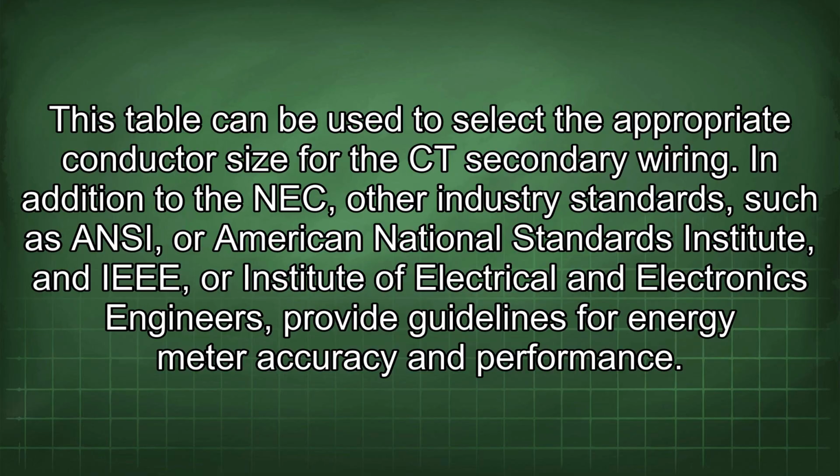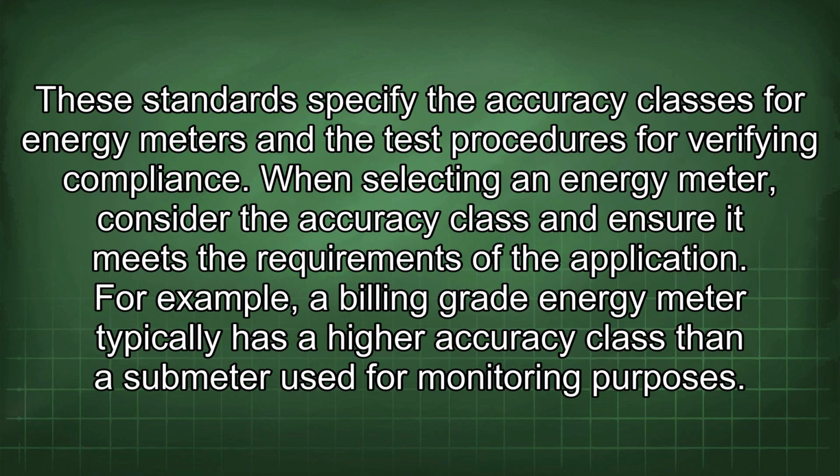In addition to the NEC, other industry standards such as ANSI, or American National Standards Institute, and IEEE, or Institute of Electrical and Electronics Engineers, provide guidelines for energy meter accuracy and performance. These standards specify the accuracy classes for energy meters and the test procedures for verifying compliance. When selecting an energy meter, consider the accuracy class and ensure it meets the requirements of the application. For example, a billing grade energy meter typically has a higher accuracy class than a sub-meter used for monitoring purposes.